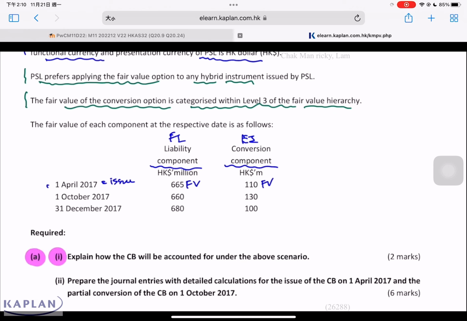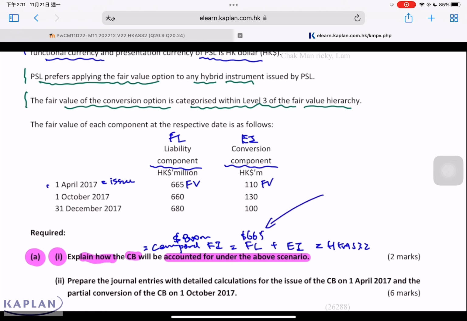For Part A, 1, explain how the convertible bond will be accounted for under the above scenario. According to the information given to us, the convertible bond is considered as a compound financial instrument, a financial liability and an equity instrument, in accordance with HKAS 32. The $800 million, we have to split between liability and equity. The liability is equal to 665. This 665 given to us is equal to the present value of the future cash payments at 6% per annum. If you try to work it out, you should be able to get the 665 yourself.